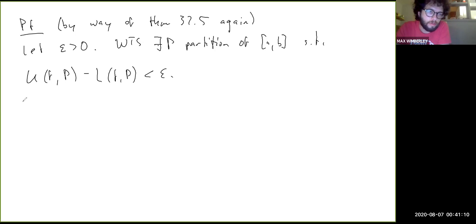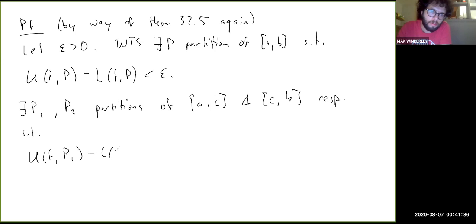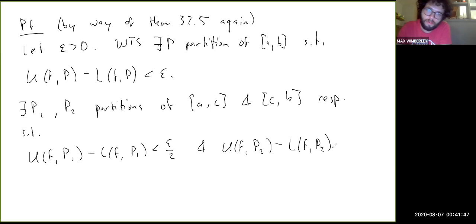So there exist partitions P1 and P2, partitions of AC and CB respectively, such that the upper sum of F and P1 minus the lower sum of F and P1 is less than epsilon over 2, and the upper sum of F on P2 minus the lower sum of F on P2 is also less than epsilon over 2, right? And this is on CB, right? This is on AB, just to remind you, right?